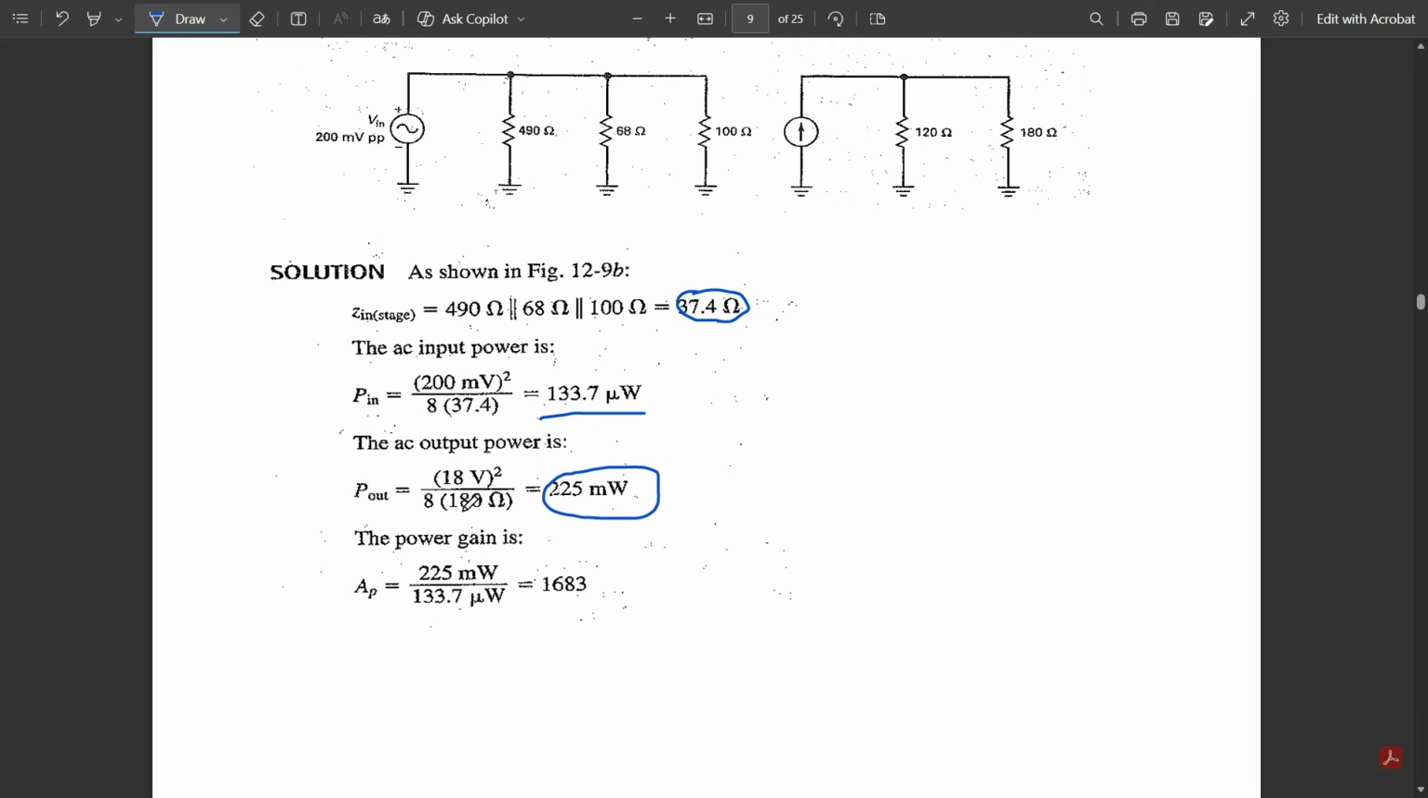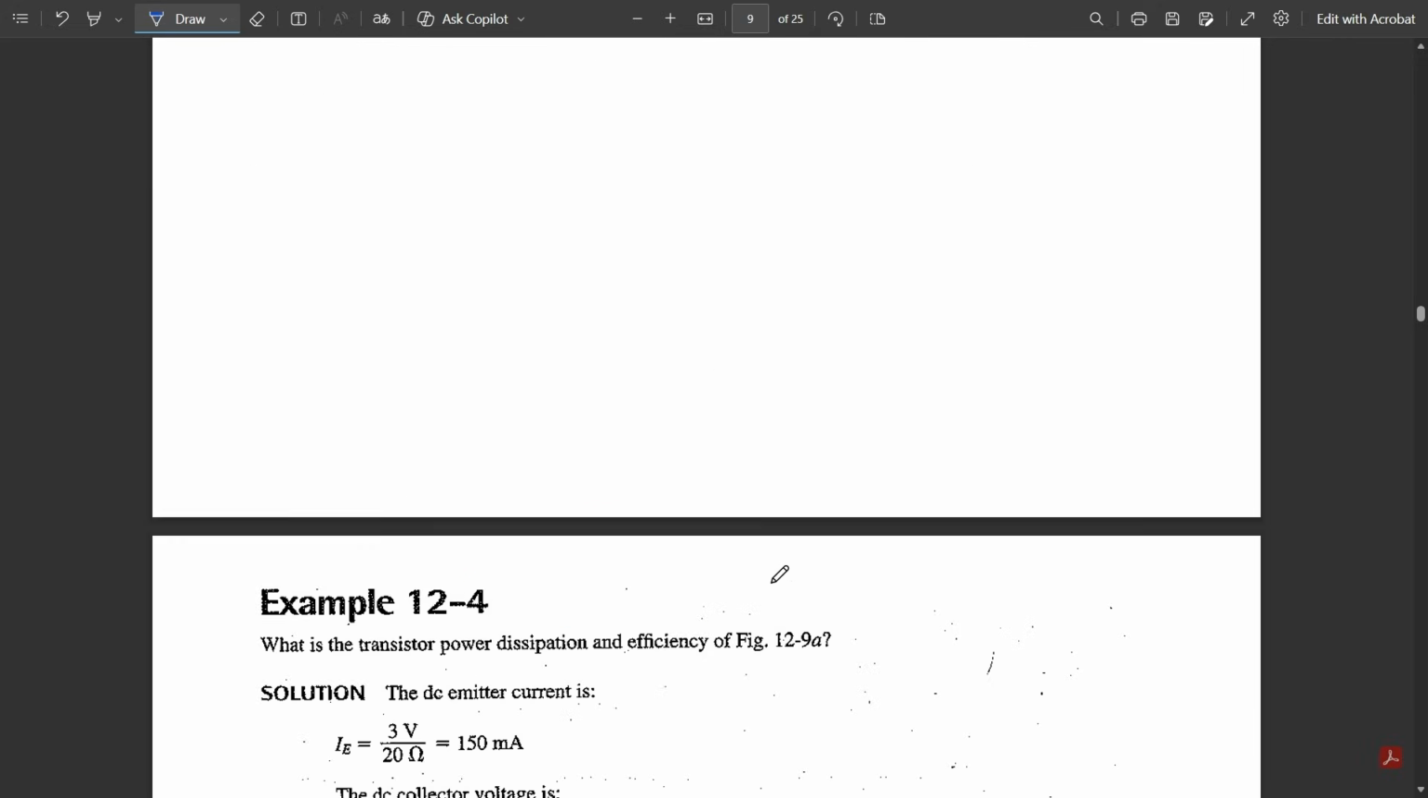Okay, now the power gain is P out divided by P in, that is 225 milliwatt divided by 133.7 microwatt. You would be getting nearly equal to 1683 approximately. Okay, so this is the power gain produced.